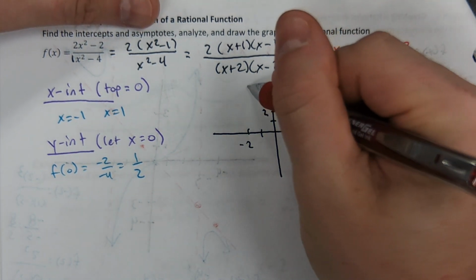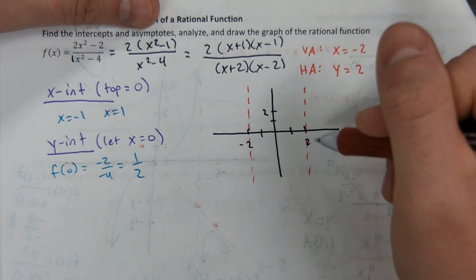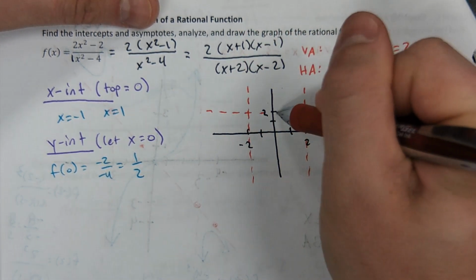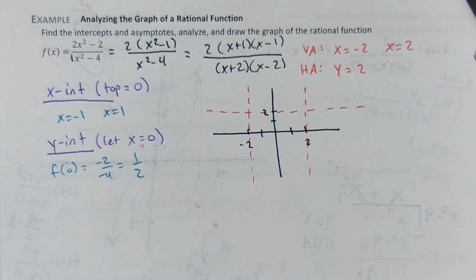I'm going to remind you what it means for something to be an asymptote. It's a line that we approach. We will get infinitely close to it. That's all it means to be an asymptote. It's something that we will get infinitely close to. An asymptote is something that we get infinitely close to.